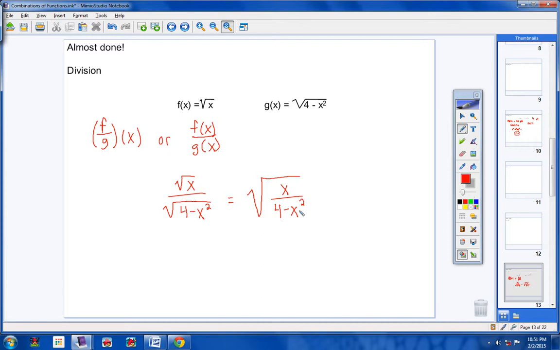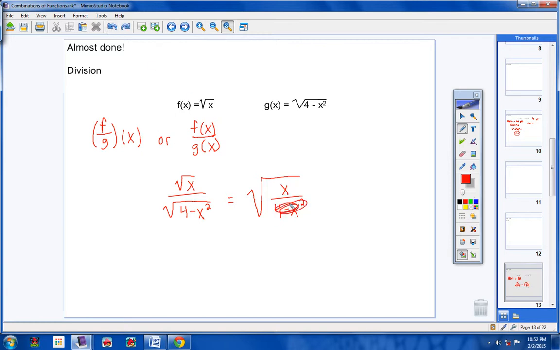Now some students do that, and then they want to reduce their x's here. They want to take one x away from here and put a 1, and take one x away from here and put an x. And that is totally incorrect. Okay, you cannot do that because there's two terms in the denominator.